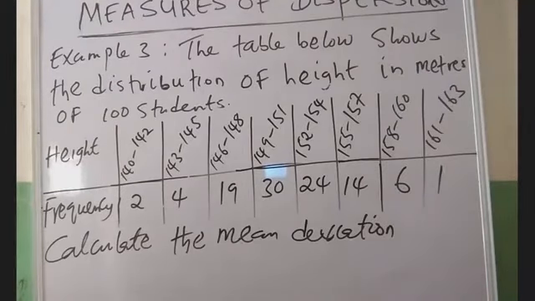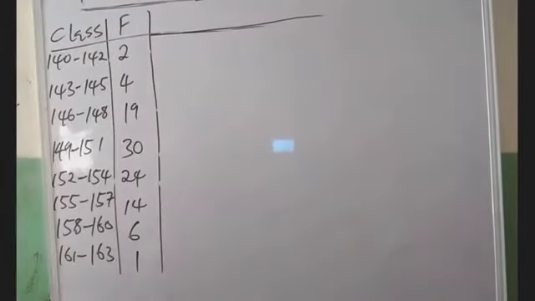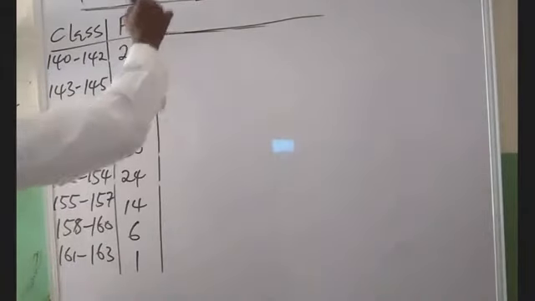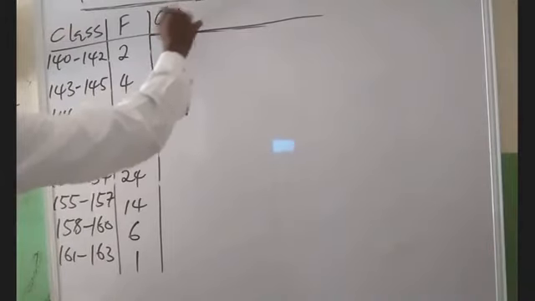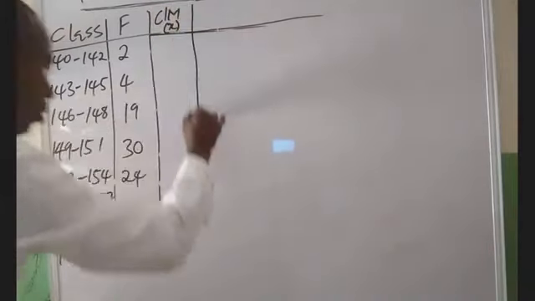First of all, we are going to prepare a table where our x becomes the class mark. We've done something like that in our previous class. So we have the table. This is the class, 140 to 142, then the last class is 161 to 163, and these are the frequencies. Now the first thing we need to do is to find the class mark. Your class mark becomes your x.